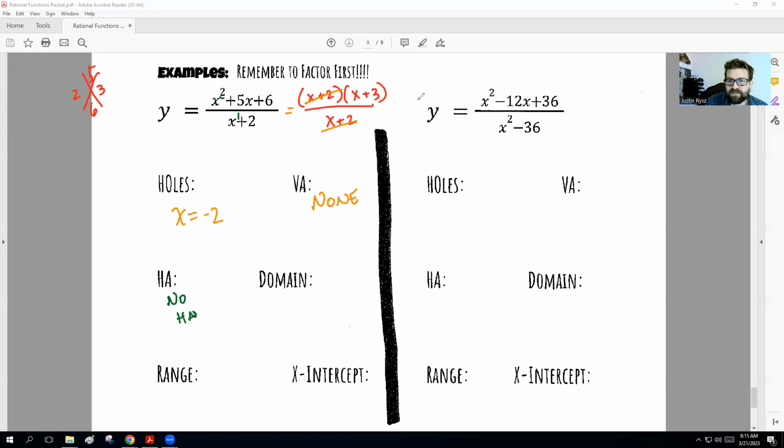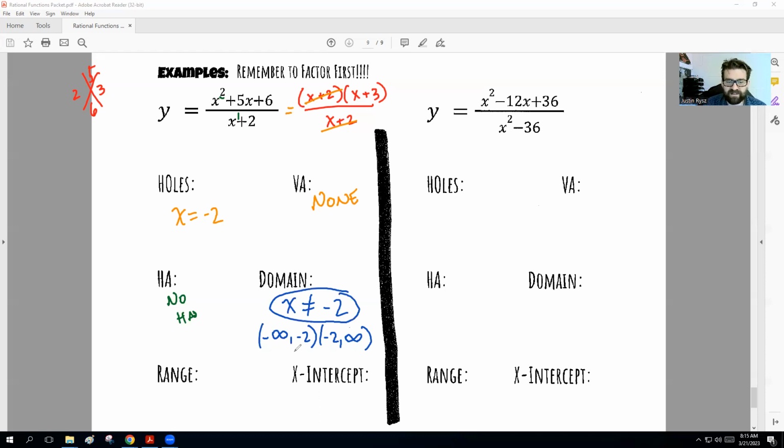Okay, now the domain is a list of all x values. So it's all real numbers, except x cannot equal -2. We cannot have it equal -2 because there's a hole there. Another way you could write this, and I wouldn't recommend doing it this way, is every number from -infinity to -2, and then from -2 to infinity. Basically, you're saying every number but -2. I prefer this method. It's easier, quicker to write.